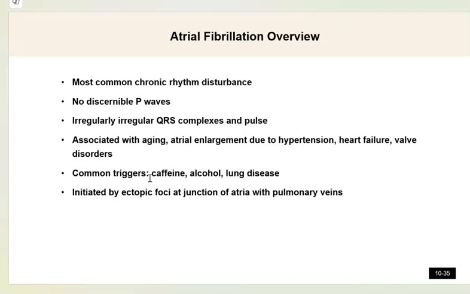In atrial fibrillation, you should not have discernible P waves because there is a complete lack of atrial depolarization coordination. There's no rhyme or reason to the P waves. They're buried within the rhythm. You also get irregular QRS complexes and pulse. So you're kind of all over the place. So you get an irregular rhythm. The typical ventricular rate in AFib is around 140 to 160.